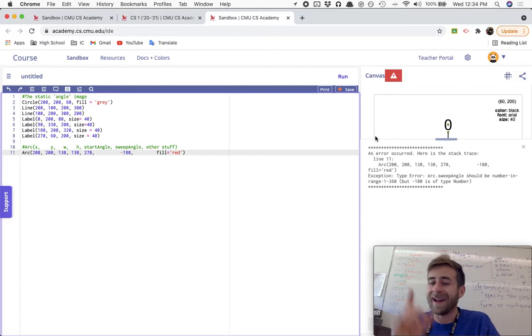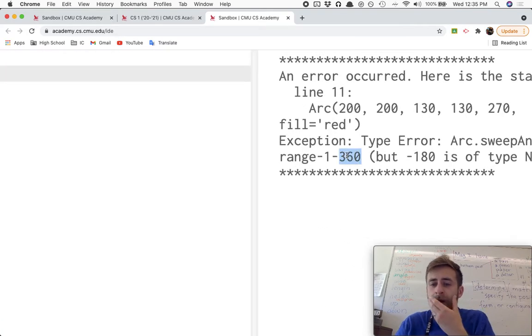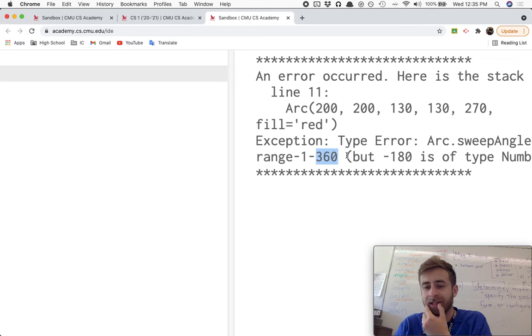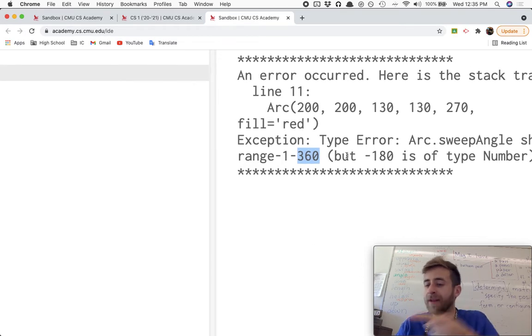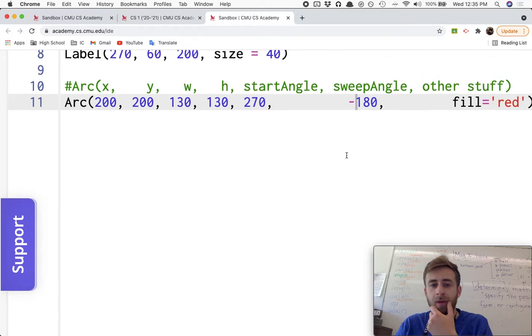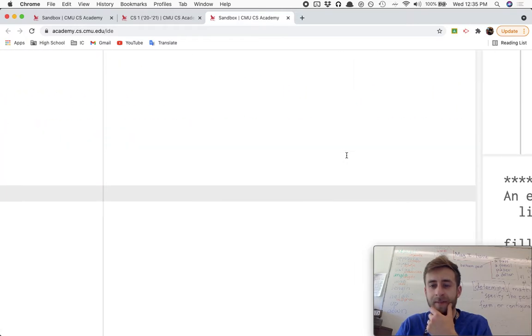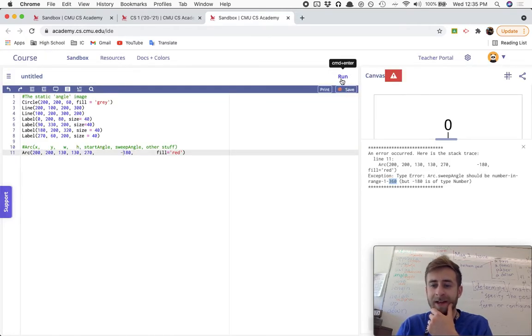Oh, all right. That's why you play around with it. I guess it doesn't like negatives. It does not like a negative angle. It also actually only wants a range of 1 to 360. So 0 is no good. You can't even go around more than once. That's unfortunate.